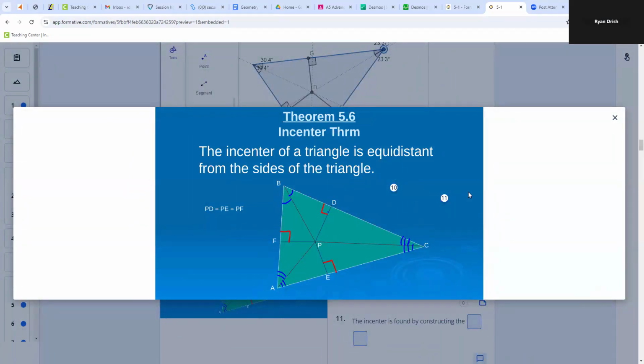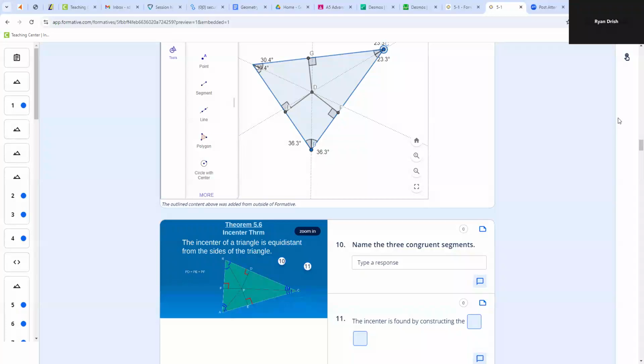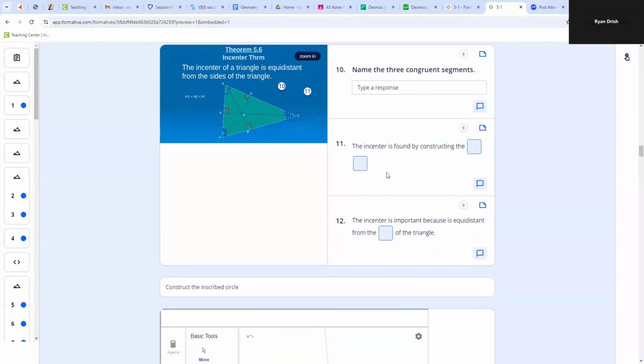This is our incenter theorem. The incenter of a triangle is equidistant from the sides of the triangle. So if I have an incenter, which is the point of intersection of these angle bisectors, it is important because it is equally far away from every side. The segment from P to D is congruent to the segment P to E, which is congruent to the segment P to F.